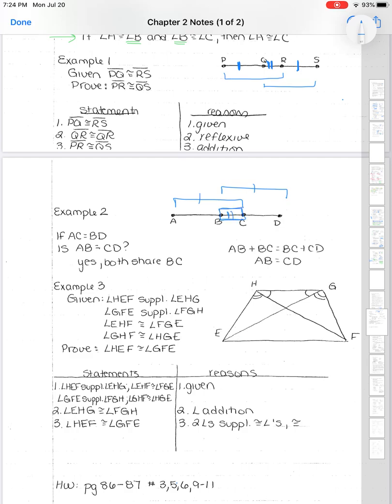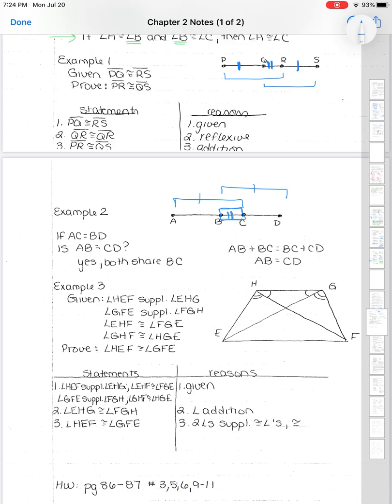For example 2, it says if AC is congruent to BD, or equal to BD, so this is equal to this, is AB equal to CD? So if you look at both of those segments, they both share BC right here. So you can say that BC is congruent to itself by the reflexive property, and therefore by subtraction, AB would be congruent to CD. So yes, they both would be congruent.